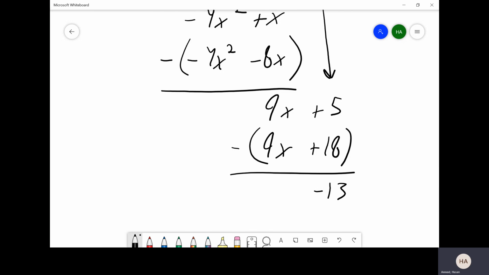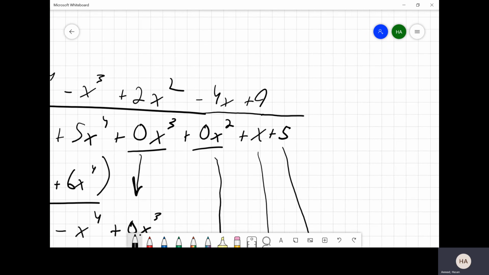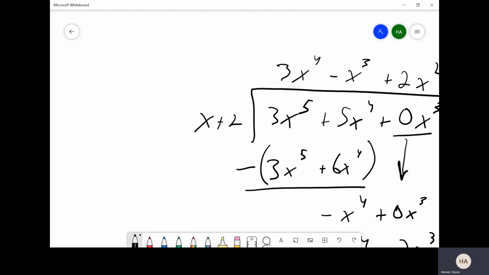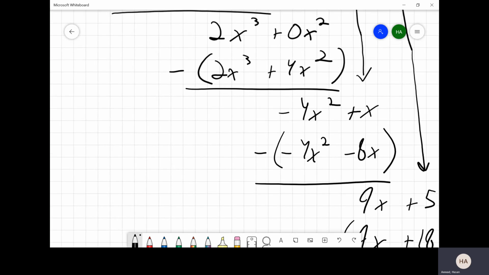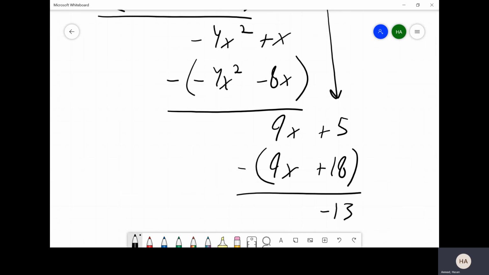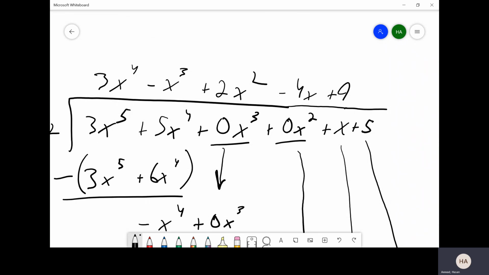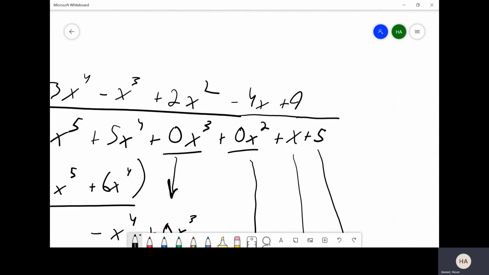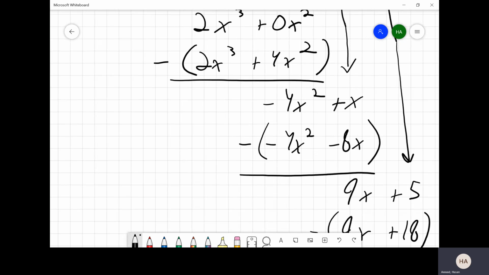And we are done, right? There's nothing else that we can pull down. We pulled down the 5. That was the last thing. And we can't simplify by dividing by any form of x plus 2 anymore, right? Negative 13 is just negative 13. That's what we end up with here. So what we end up with for our final solution is everything that we had up top: 3x to the fourth minus x cubed plus 2x squared minus 4x plus 9, and then the remainder, right?